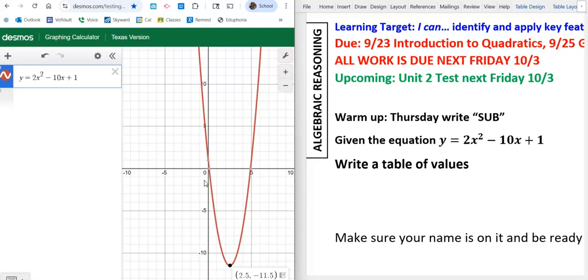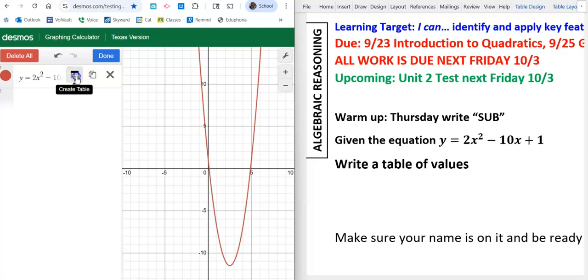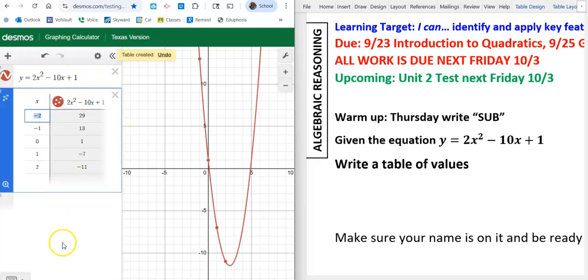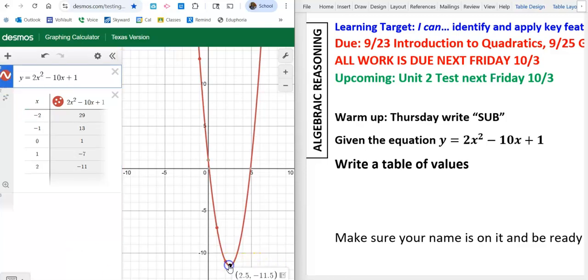Now, you can type this into Desmos, right? And you can get a nice graph. How do I get a table? Click this gear that says edit list. Click this little table, and now I got a table. Cool? Now, what we want to do is put it at the vertex, right, which is right around here. Okay.